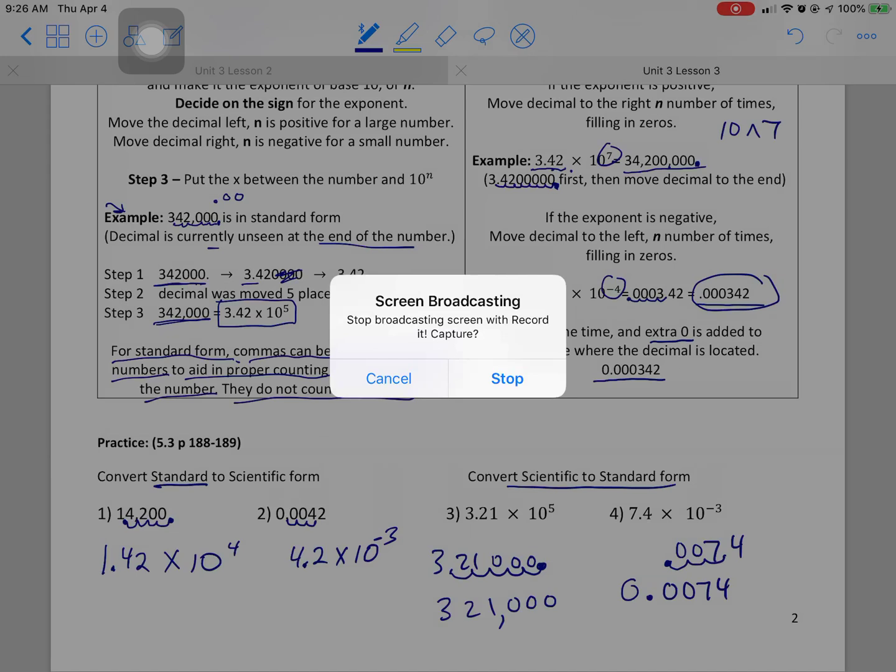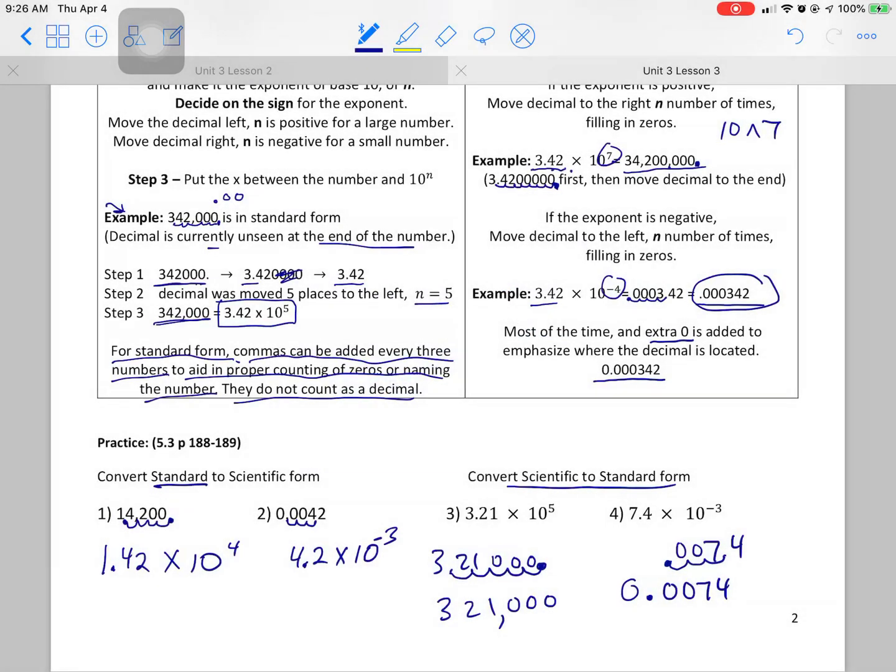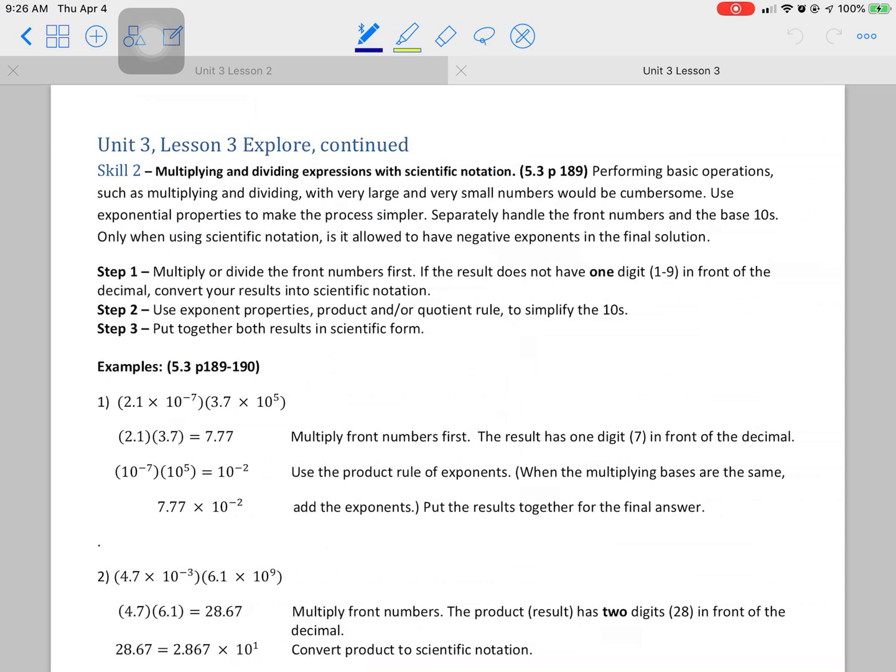Oh, wait. I think there's another. Yeah, there's a whole other page. Sorry about that. All right, let's see. All right, so now we're going to use this information.